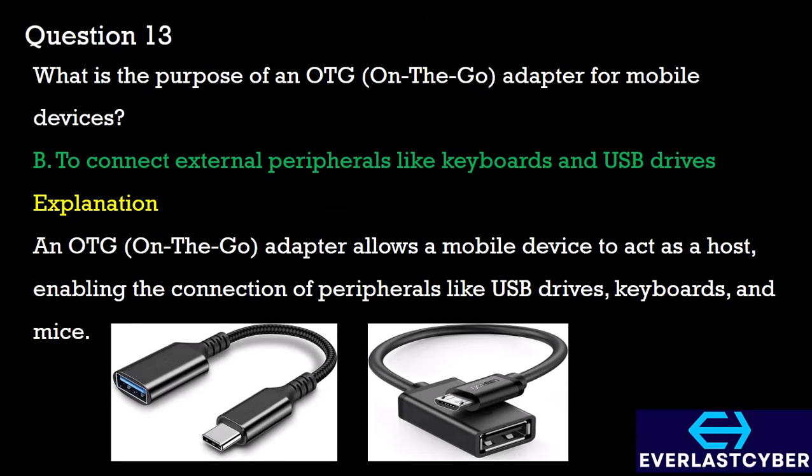The OTG, or on-the-go, adapter allows a mobile device to act as a host by enabling the connection of peripherals like USB drives, keyboards, and mouse. And this adds functionality to the device by expanding its connectivity options. So that's why we're going with option B.